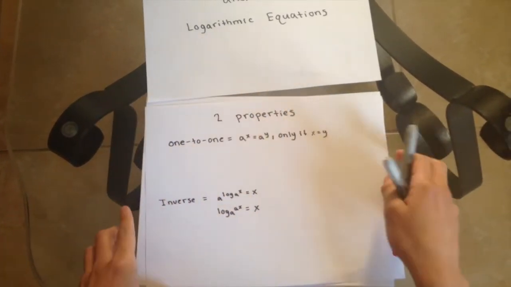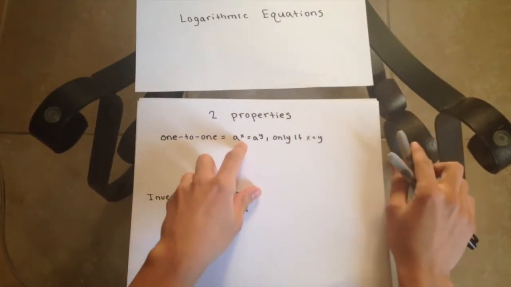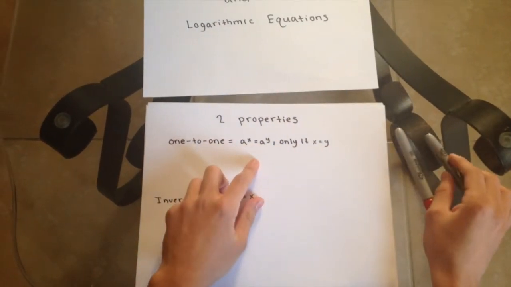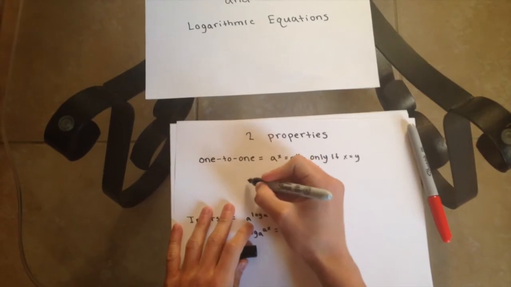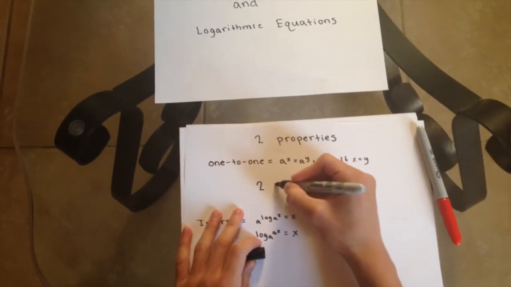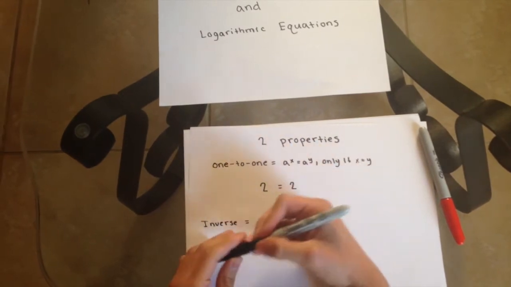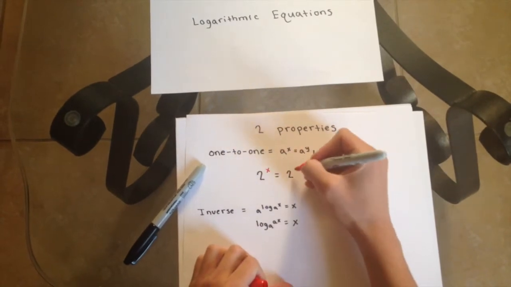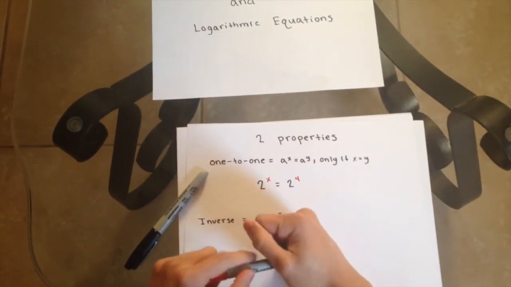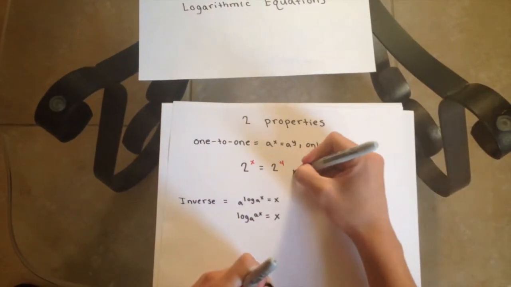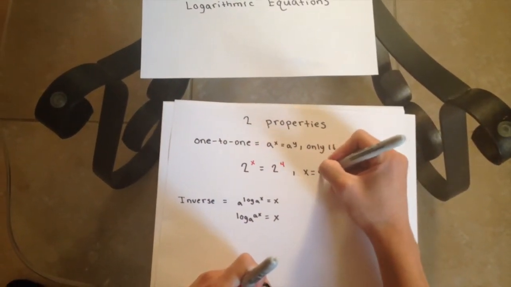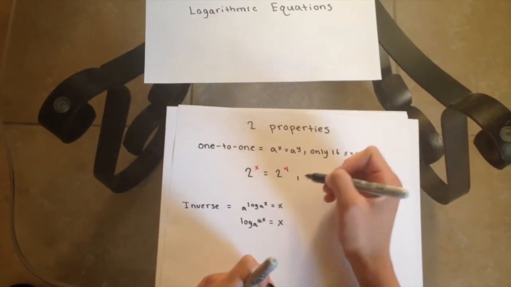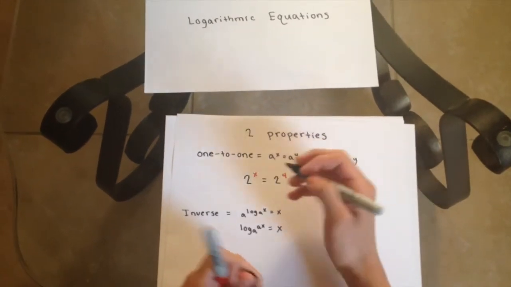Okay, so the one-to-one property states that a to the x is equal to a to the y only if x is equal to y. For example, if you have 2 to the x equal to 2 to the 4, then it simply means that x is equal to 4, due to the values of a having the same bases. So x is just equal to 4 because of the same bases.